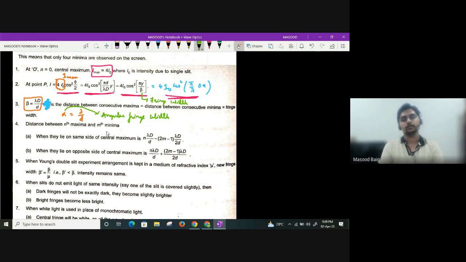You know nth minima. I can write it as (2n minus 1) lambda capital D by 2d. So if maxima and minima are lying on the same side, if they both are lying above central maxima or below central maxima, they'll ask you to find the distance between them. So this will be the distance: I'll subtract their positions, guys. If they are lying on the opposite side, then I will add them.